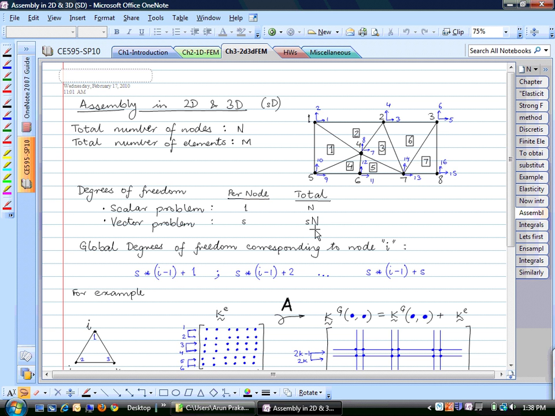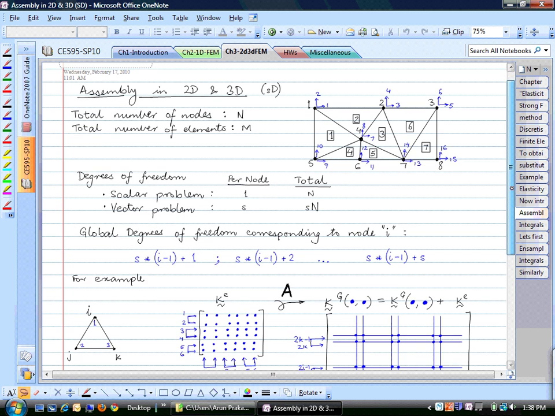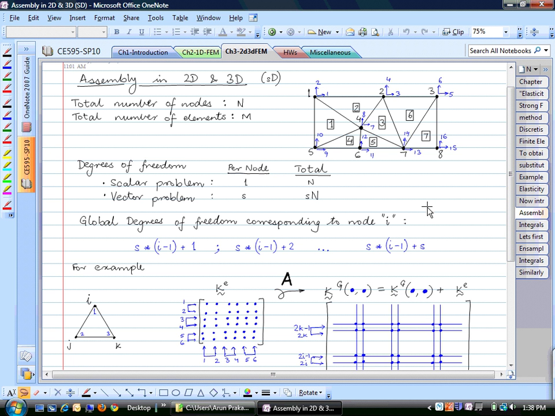So the total degrees of freedom in the problem will be S times n, and in this case, if there are n nodes, you will have 2n degrees of freedom. Total number of degrees of freedom are 2n. And if we adopt the convention that, let's go to a general node in this mesh, let's say node number 4, let's call that node I, okay? And if there are S degrees of freedom per node, then the corresponding degrees of freedom for the node I can be written out in this fashion.